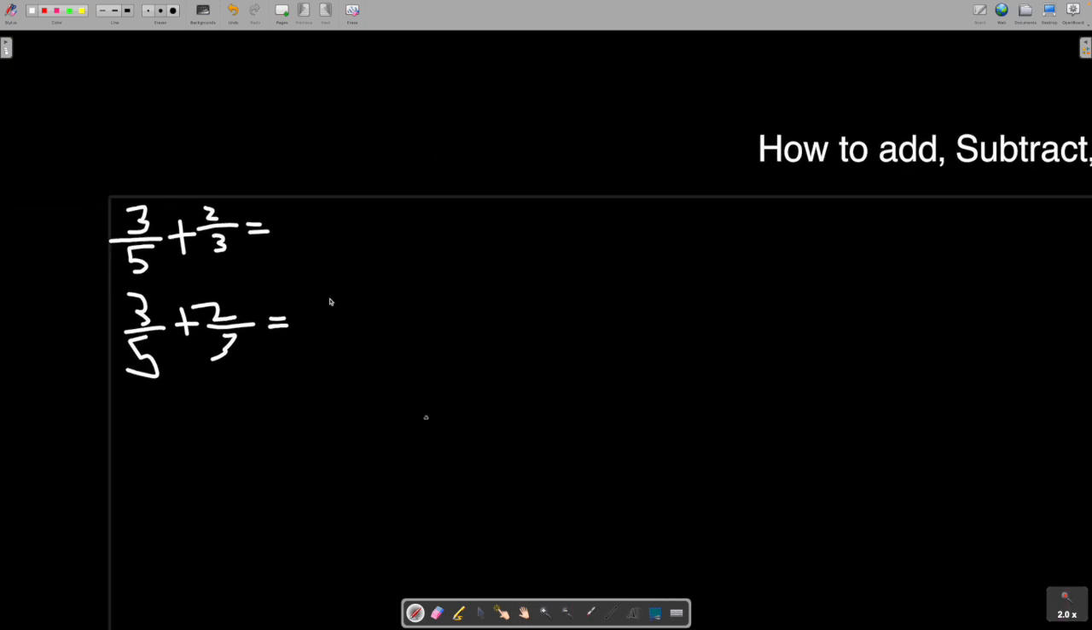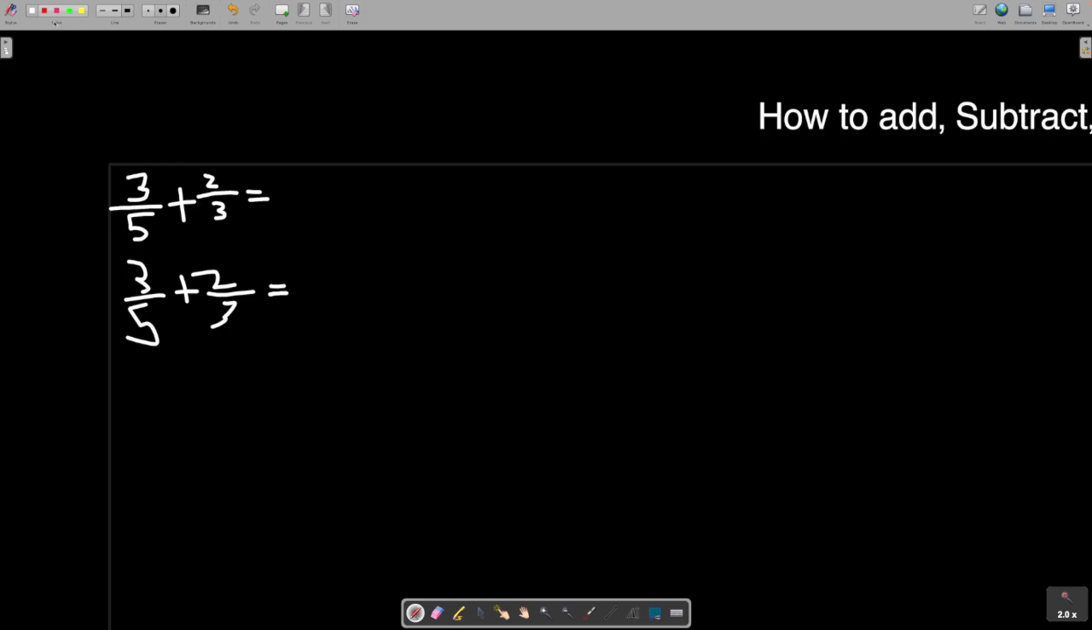Today we're going to be checking on how to subtract, add, and multiply and divide unlike fractions. So first of all, we have 3 over 5 plus 2 over 3. Now there are 4 ways you can do this. The first one is the scissors.